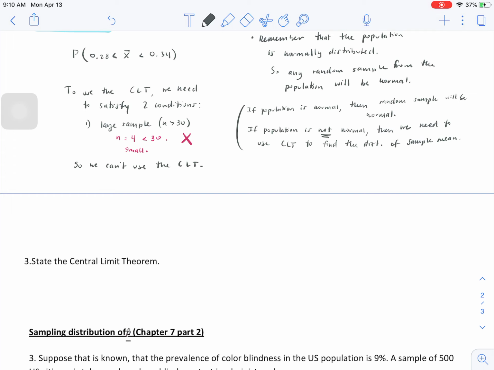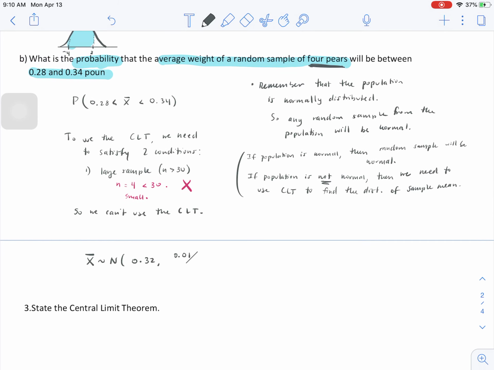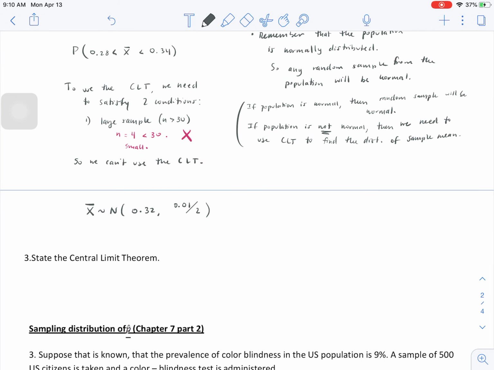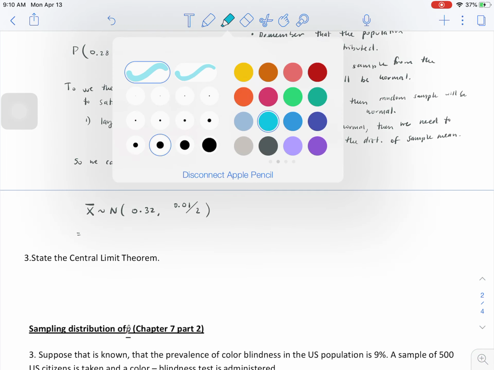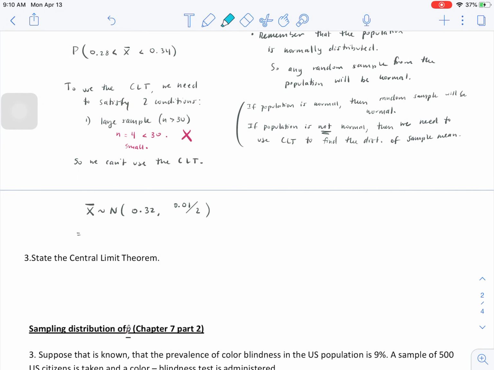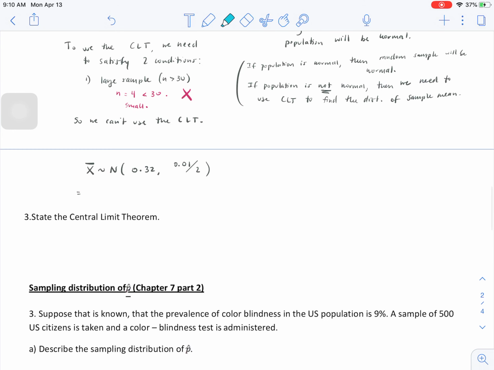Okay, so since our population is normal, we know that the sample mean must be normally distributed with mean 0.32 and standard deviation 0.01 divided by the square root of our sample size. Our sample size was 4, so the square root of 4 is 2. Remember, take note here that even if we don't use the central limit theorem, if we use the fact that the population distribution is normal, we still have to scale the standard deviation. In other words, we still have to divide by the square root of the sample size.